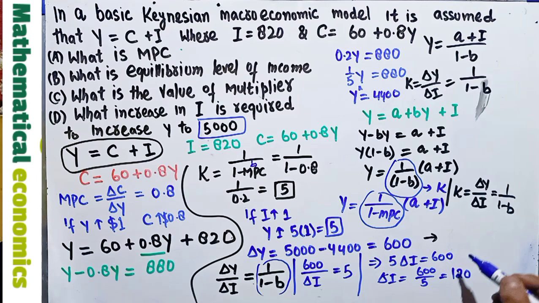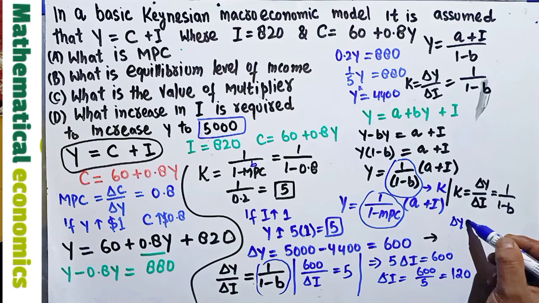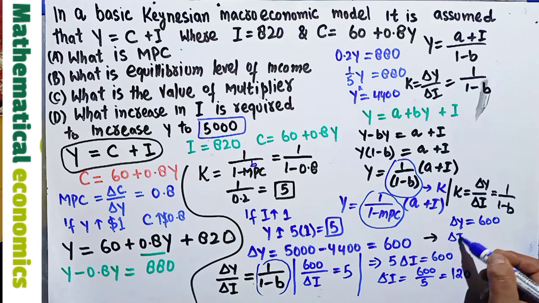That means to change the income by 600 units, investment should increase by 120 units. I hope I make myself clear in this video. Thank you.